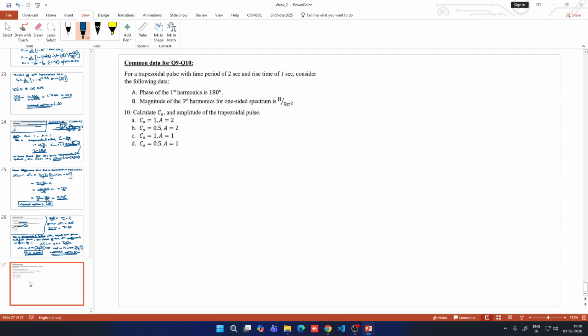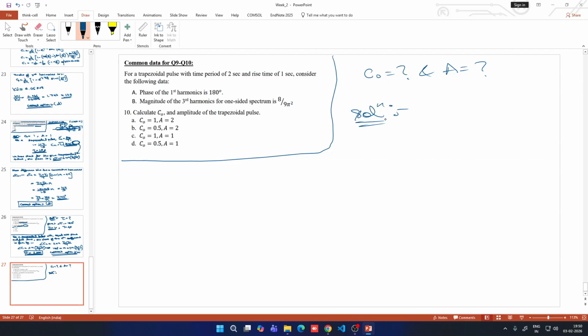If this is clear, we will move on to question number 10. Question number 10 also has the same pulse. The data is the same, but now we have to calculate C naught and the amplitude A of the trapezoidal pulse. So now we will solve this problem.